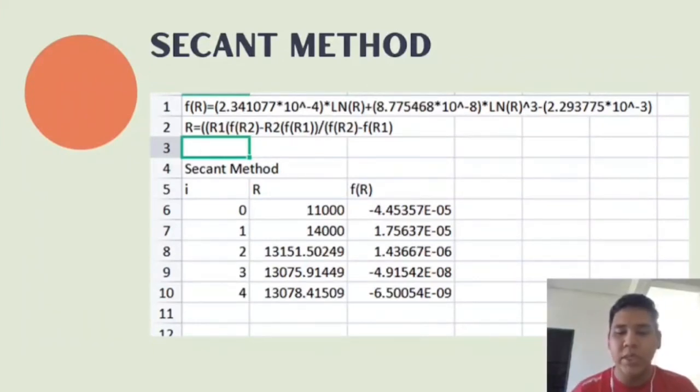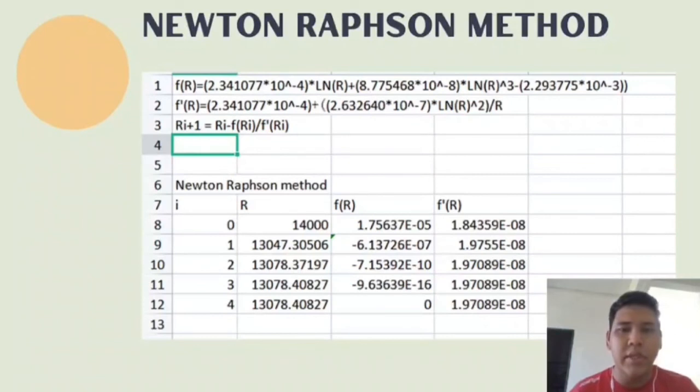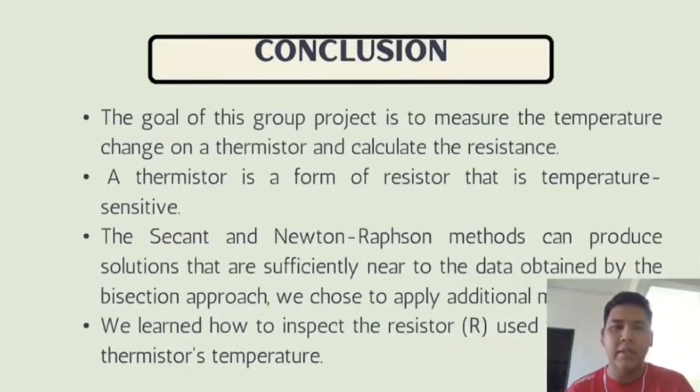and F(R) equal to negative 6.50054 exponent negative 9. So for the Newton-Raphson method, for i equal to 4, we get the value for R equal to 13,078.40827, F(R) equal to 0, and F prime R equal to 1.97089 exponent negative 8.